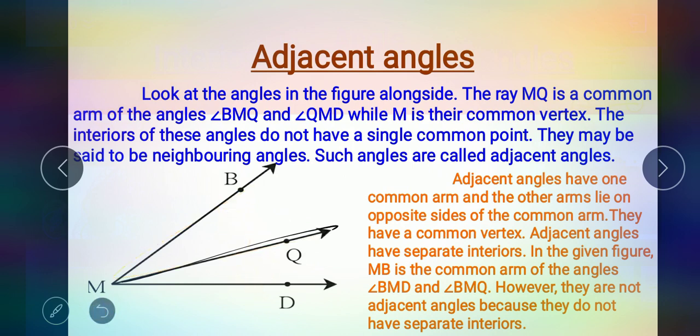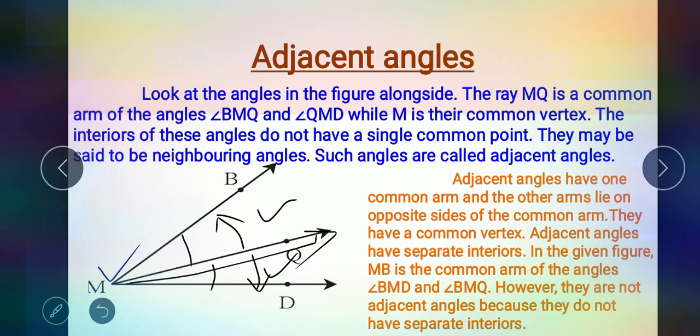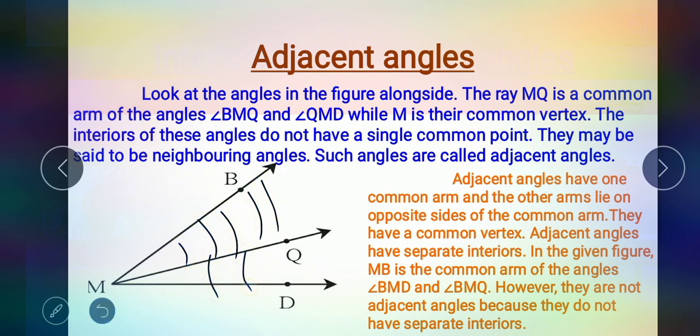I'll just repeat for you, students. The two angles have one common arm, and the other two arms are on opposite sides of this common arm. They have a common vertex. Adjacent angles have separate interiors. This portion is called the interior, students. You can see they have separate interiors. Interiors are not common. Nothing is common in the interior.